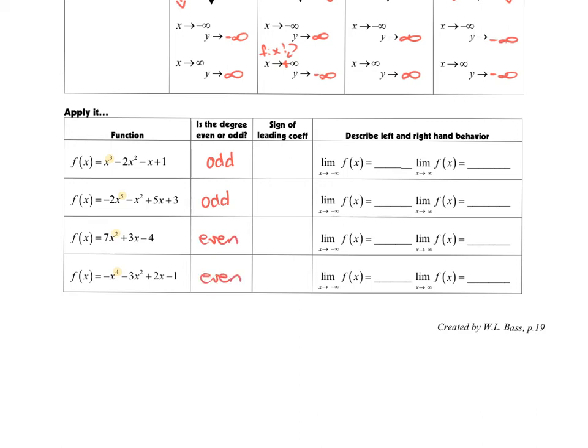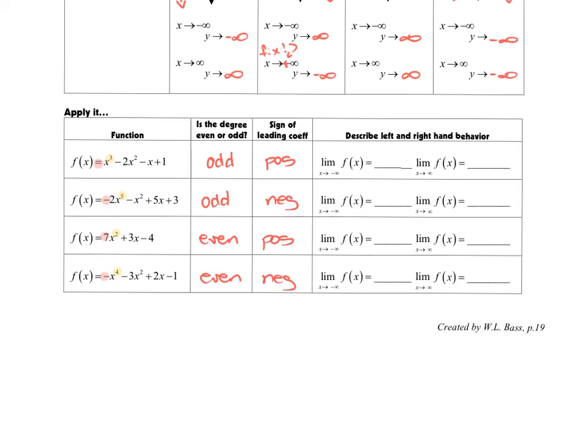Now we want to also look at the sign of the leading coefficient. So we're going to look at these signs of the leading coefficients, and we're going to answer whether those are positive or negative. So my first one, my leading coefficient is positive. My second one is negative. My third one is positive. And my last one is negative.